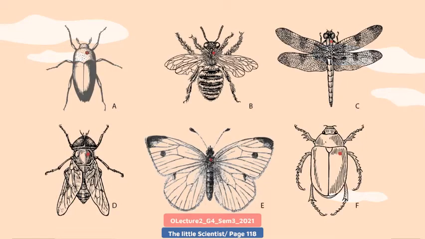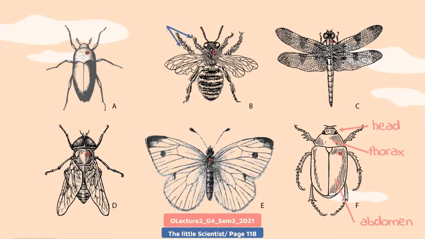Here are different examples of insects. Beetles, flies, bees, dragonflies, butterflies are all examples of insects. And as you know, all insects share common body features. An insect body is divided into three sections: a head, a thorax, and an abdomen.